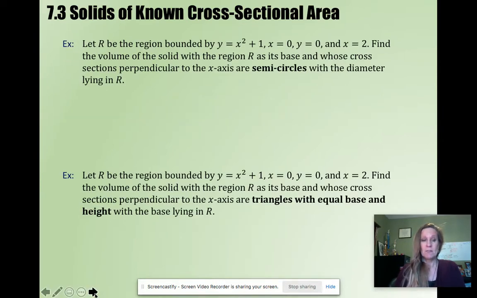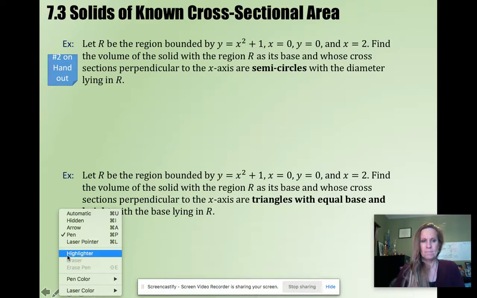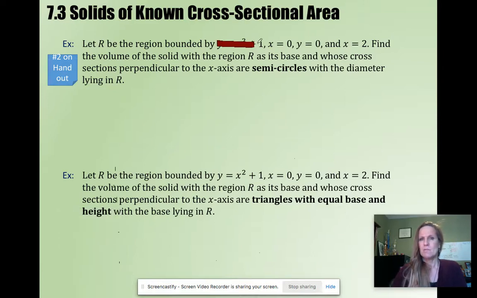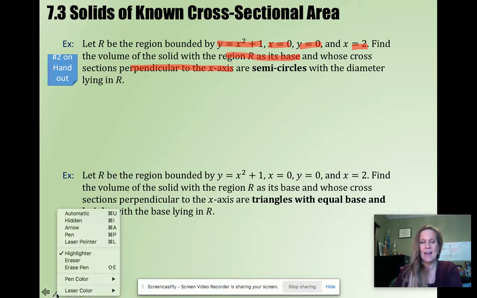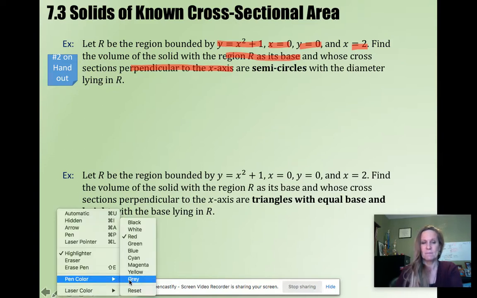So here's number 2 on the handout. Notice that everything is the same. Same shape, same boundaries. The region described to me is not going to be spun or revolved or rotated. It's going to be used as a base. The cross sections are perpendicular to the x-axis. However, what is my shape?